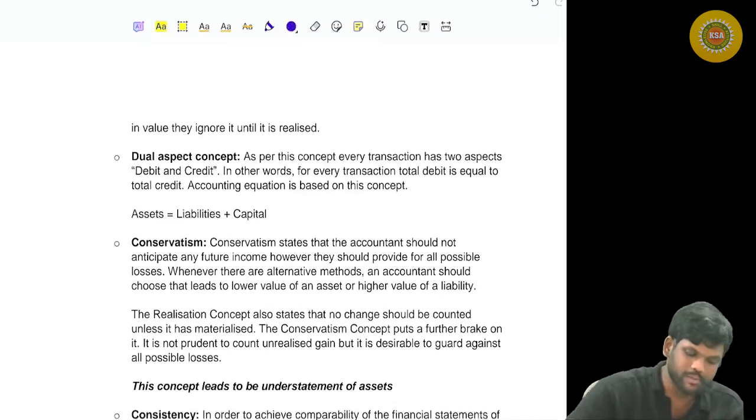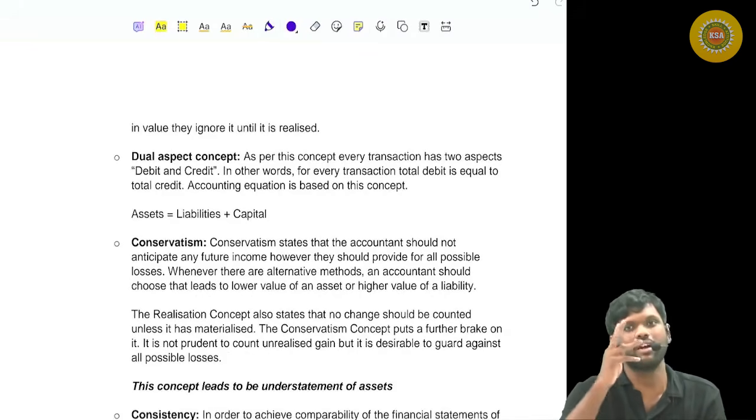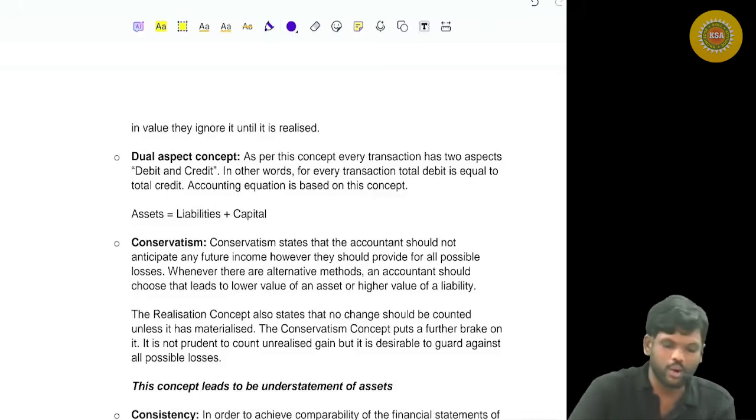Then we have dual aspect concept, which says that for every transaction, you all know, for every transaction we have two aspects. One is debit and credit, and always total debit should be equal to total credit.